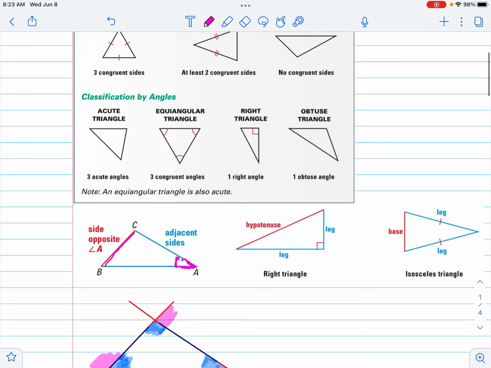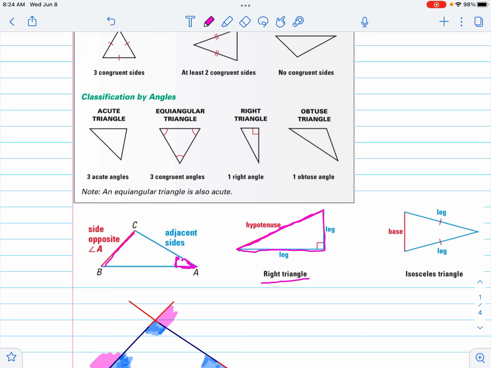Now, there are a couple of triangles that we have special names for. For example, the right triangle. When we talk about the right triangle, notice we refer to two basic types of sides. We've got the hypotenuse, which is the side opposite the 90-degree angle, and then the other two sides are called the legs.